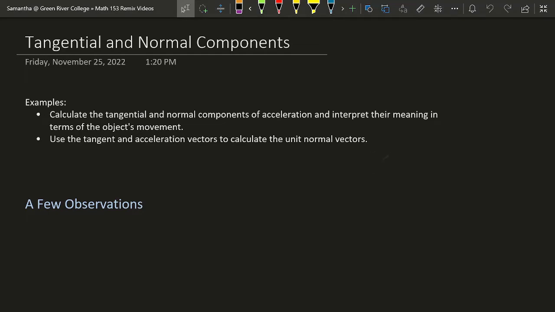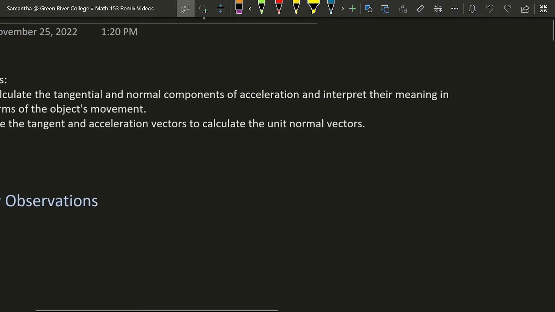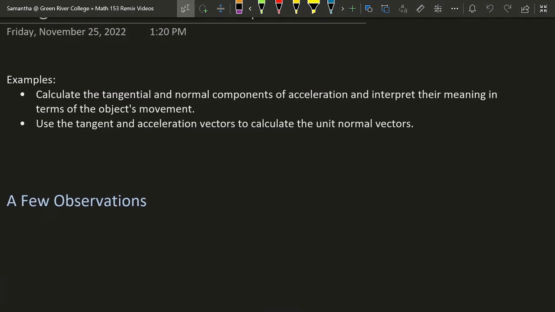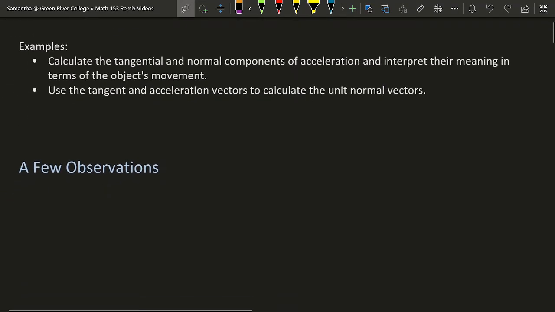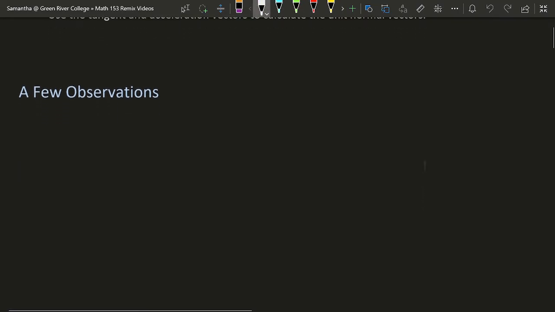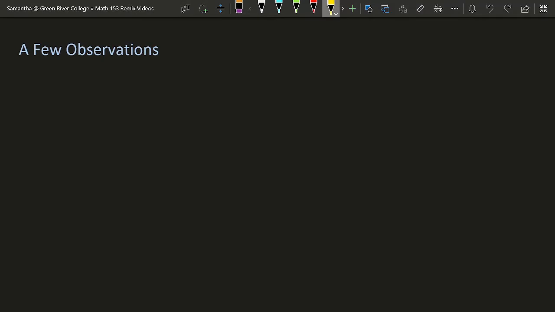And then we're going to figure out an alternative sort of shortcut method of finding the unit normal vector, which relies upon the tangent vector and the acceleration vector. Now, before we get started, there are a couple of observations that I feel the need to bring to your attention in case you haven't seen or noticed them before.